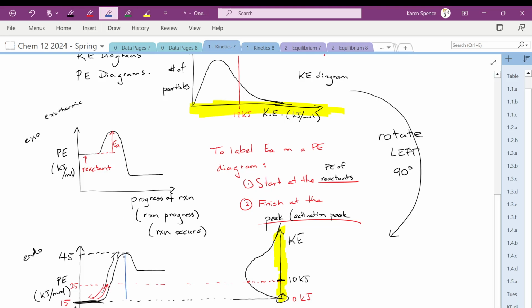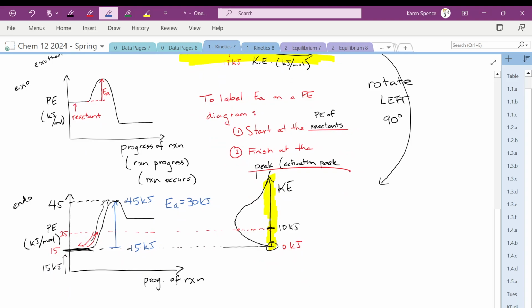So we start at 15 and we end up at 45. So how much did they need? 30 kilojoules. So the activation energy is equal to 30 kilojoules.